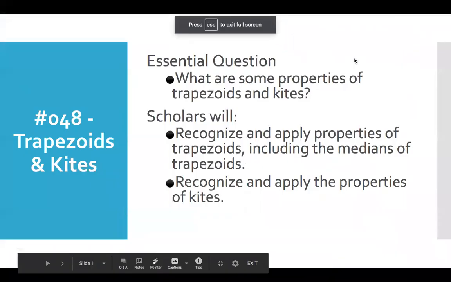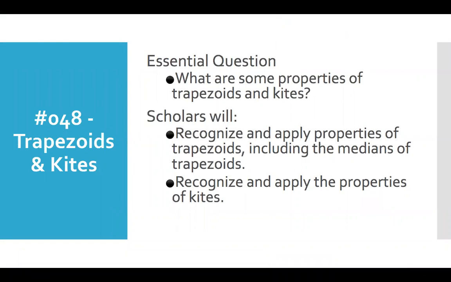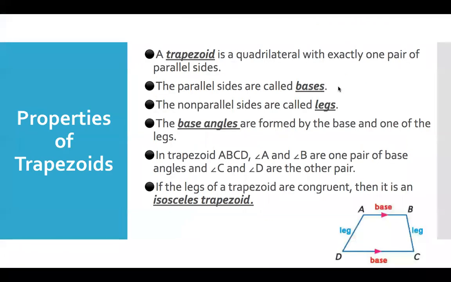Okay, so we have number 48, trapezoids and kites. What are some properties of trapezoids and kites? We're going to recognize and apply properties of trapezoids, including medians, and properties of kites. So, some vocabulary before we begin.